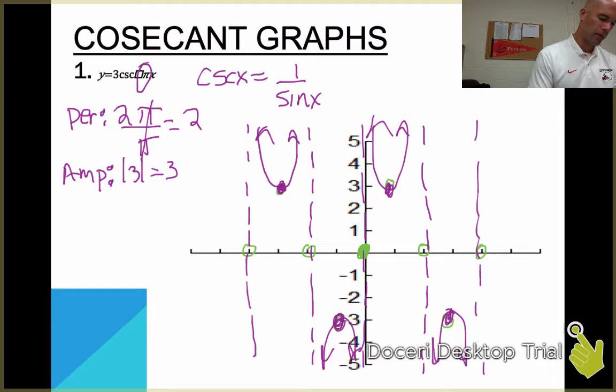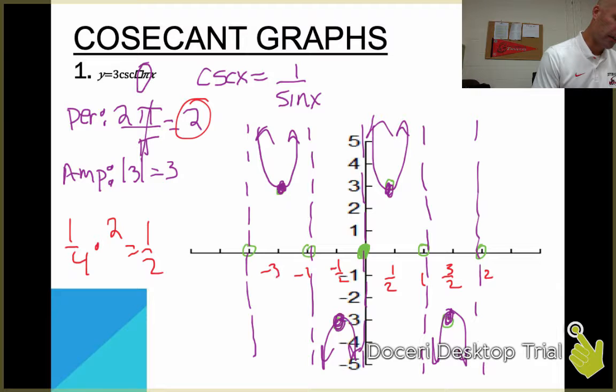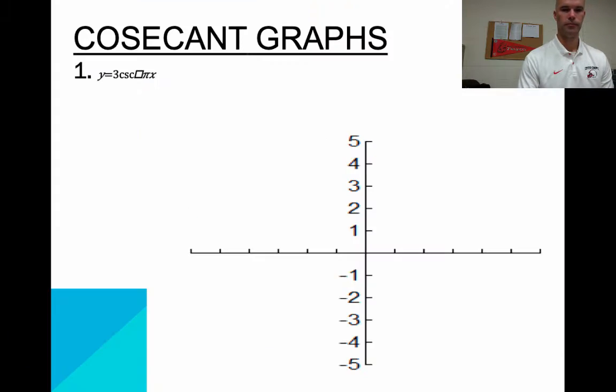Now my period, let's go back to the period. My period is 2. So remember, to get the x value, take 1/4 of your period. So that's going to be 1/2. So every single one of these tick marks is going to be 1/2. So this is 1/2, this would be 1, this would be 3/2, this would be 2, this would be negative 1/2, negative 1, negative 3/2, negative 2. So we need to make sure we include all of that. All right, good. Let's take a look at our next graph.